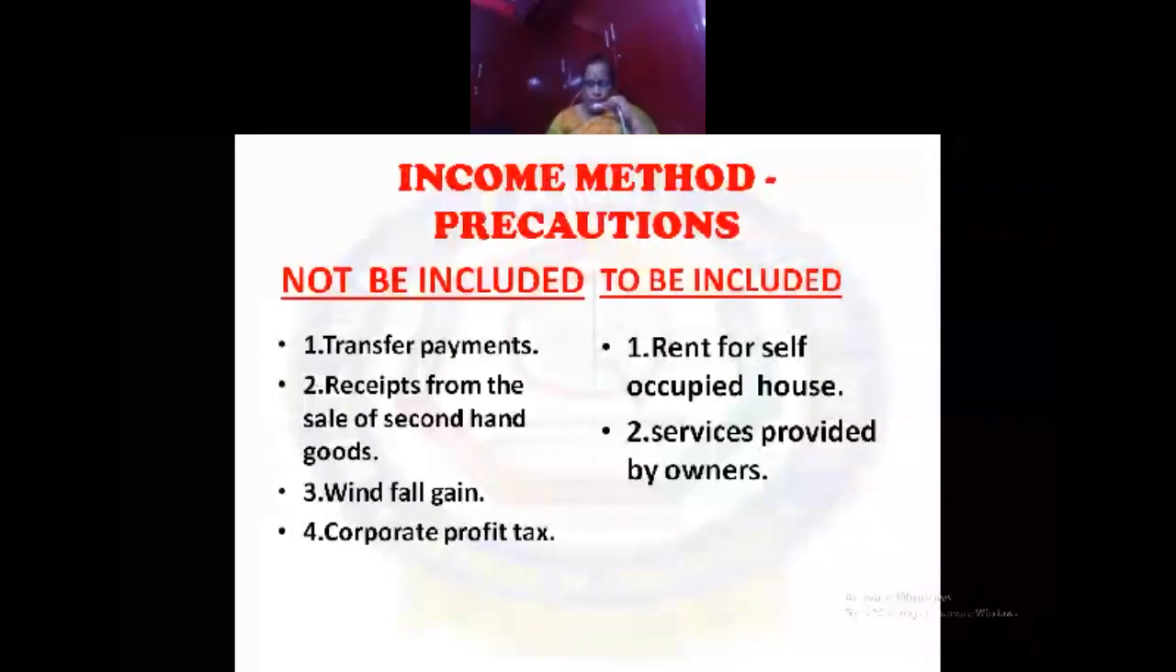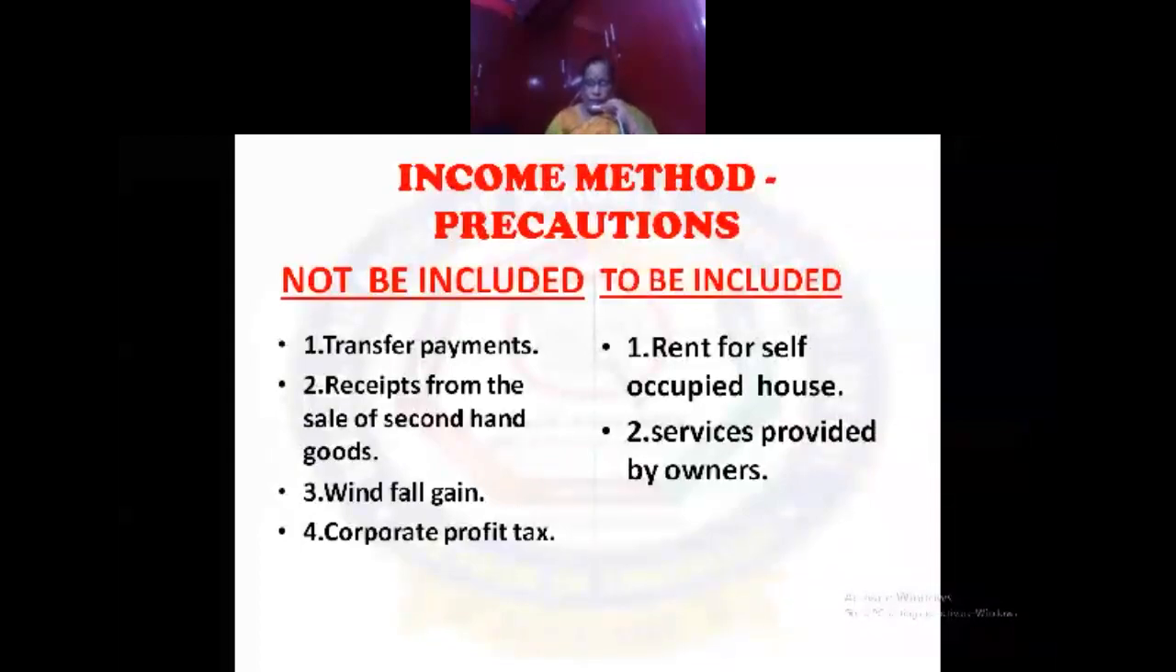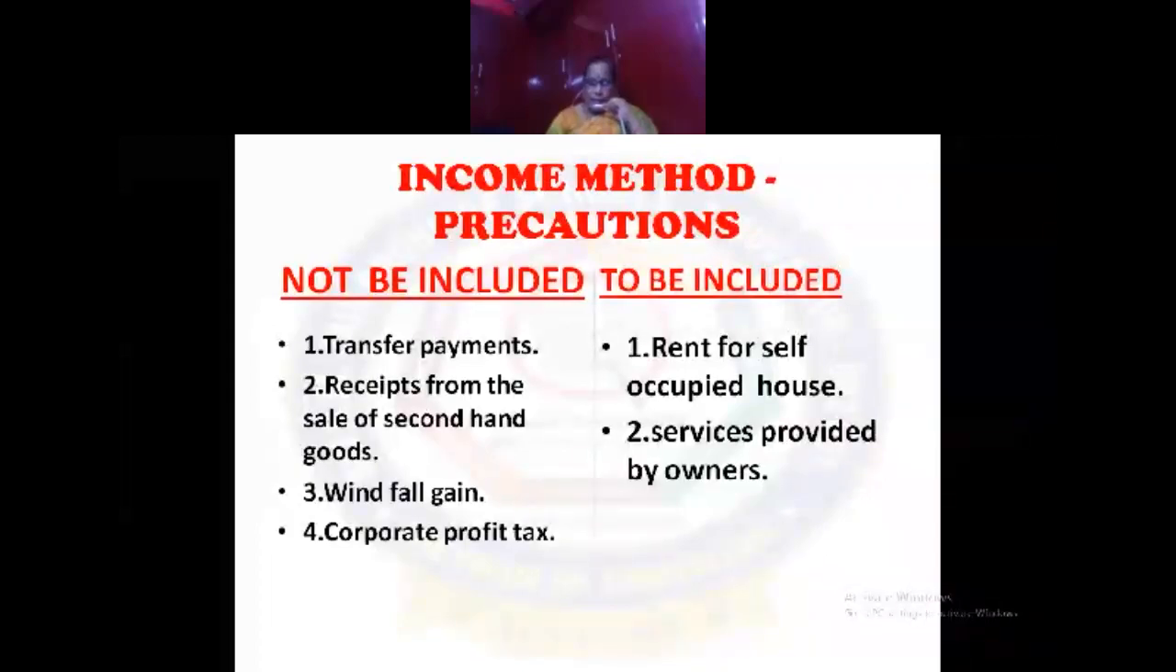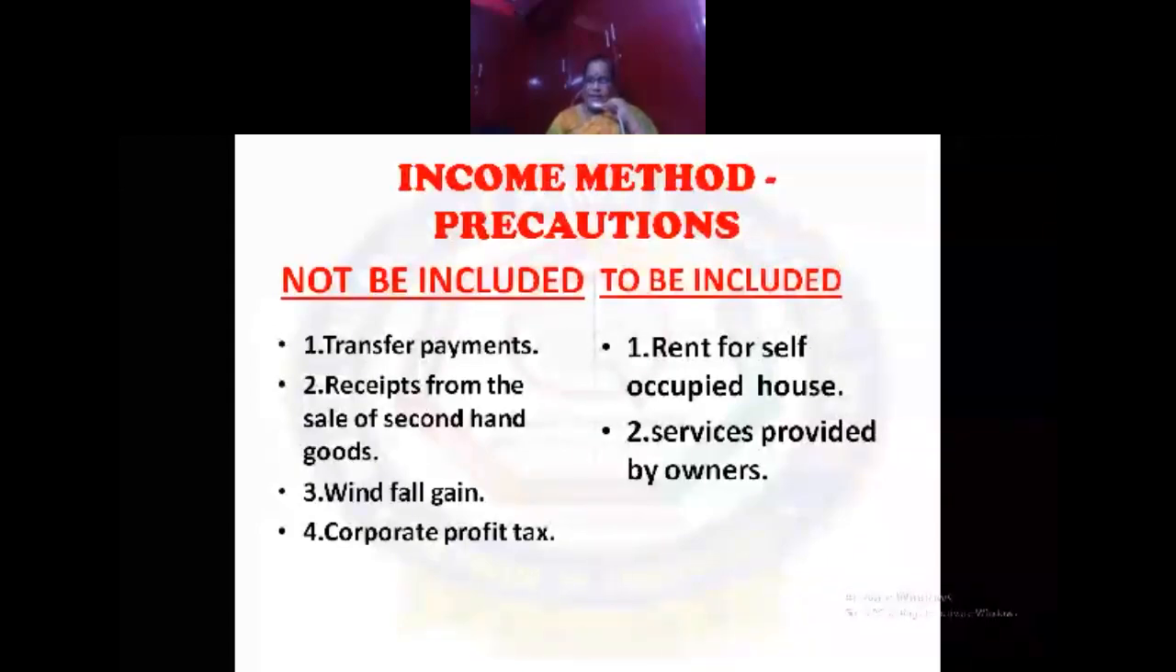Now, then what is to be included? Two things are to be included. Rent for self-occupied house and services provided by owners. Imputed value of rent for self-occupied houses or offices is to be included. Second one, imputed value of services provided by the owners of production units, that is family members, that is family labor, needs to be included.